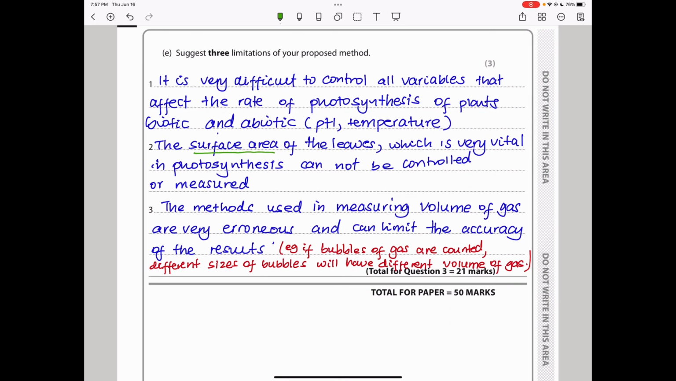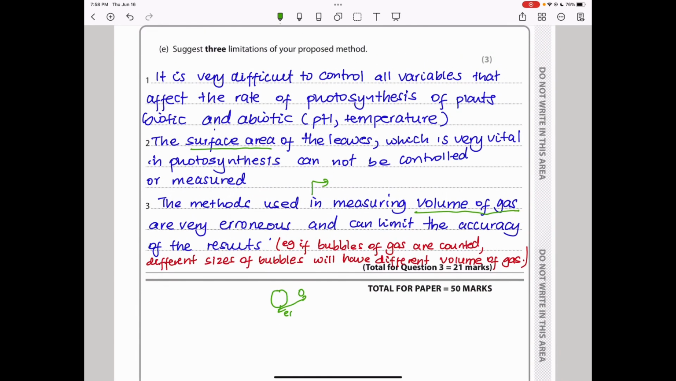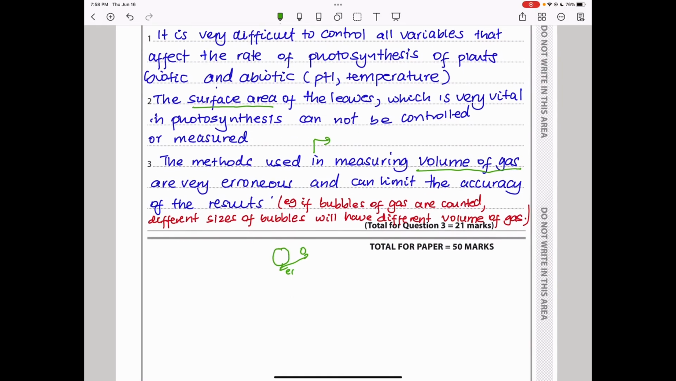And then we also have to find a way of measuring volume of gas. Some people measure volume of oxygen produced by counting bubbles. However, if you use that method, some bubbles are going to be bigger and other bubbles are going to be smaller. These cannot be the same, so this is going to be an erroneous way. That is why counting bubbles could be an erroneous way. Another thing is if you use a syringe, even with a syringe, it could be a little bit erroneous because some of the oxygen produced may be dissolved in the water before it's collected, and that could be an erroneous method. So all these could be limitations to the proposed method.